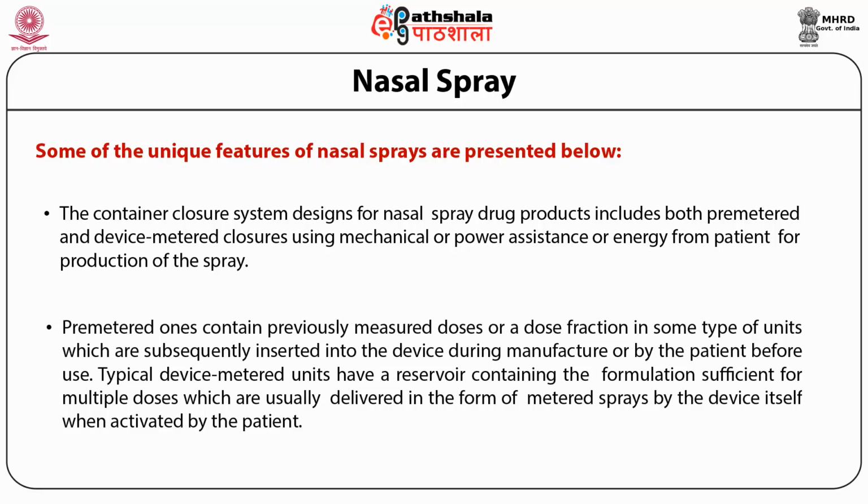Pre-metered ones contain previously measured doses or a dose fraction in some type of units which are subsequently inserted into the device during manufacture or by the patient before use. Typical device-metered units have a reservoir containing the formulation sufficient for multiple doses, which are usually delivered in the form of metered sprays by the device itself when activated by the patient.